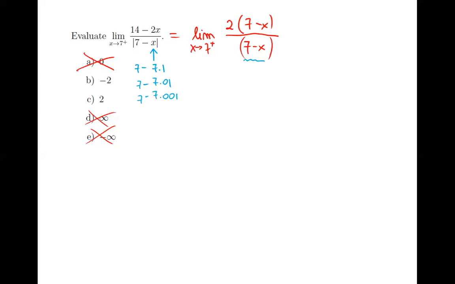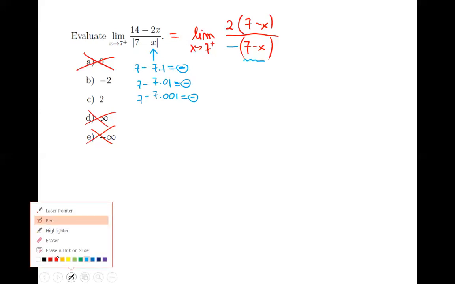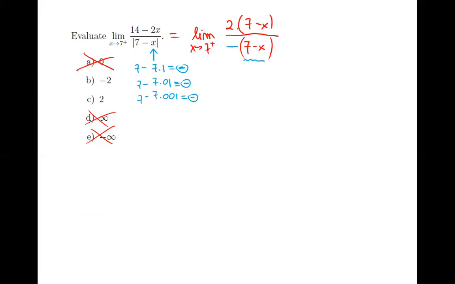Okay. 7 minus 7.1 is negative. 7 minus 7.01, it's smaller, but still negative. That means I have to put a negative in front to make it positive. 0 is gone. My final answer is negative 2. Please remember, because the common mistake is to assume that the number is approaching the value from the right-hand side, and then we assume, oh, it's positive. No, it's actually negative.